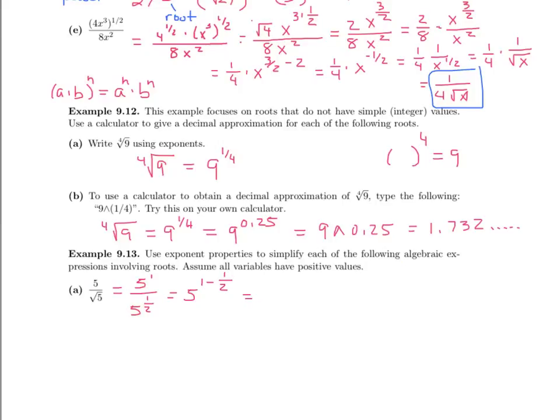1 minus a half is a half, so this is really 5 to the 1/2 power. And 5 to the 1/2 power is defined to be the square root of 5. So we started off with an expression that involved roots. We simplified it down to another expression that involves roots, but along the way we converted all of the roots to exponents, and then we just simply used our exponent rules to simplify. So that's how many of these parts of this example will work.